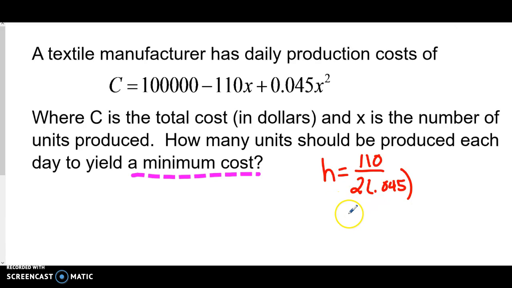Okay, so if you did that, you should be able to simplify that, and don't forget what we are asked to solve for: how many units should be produced. So it would be this h value, so I'm going to let you go ahead and figure out what that is.